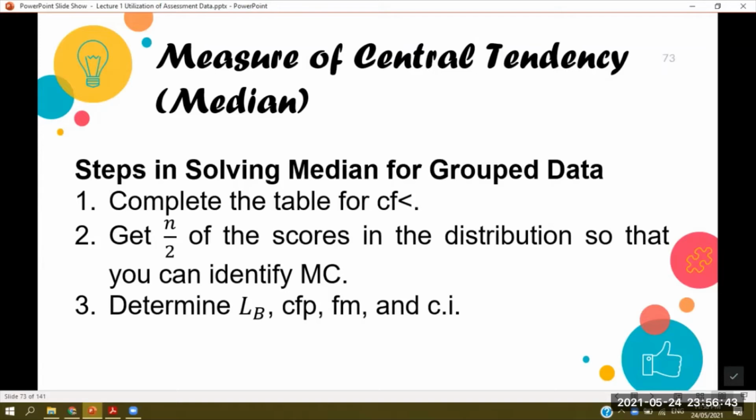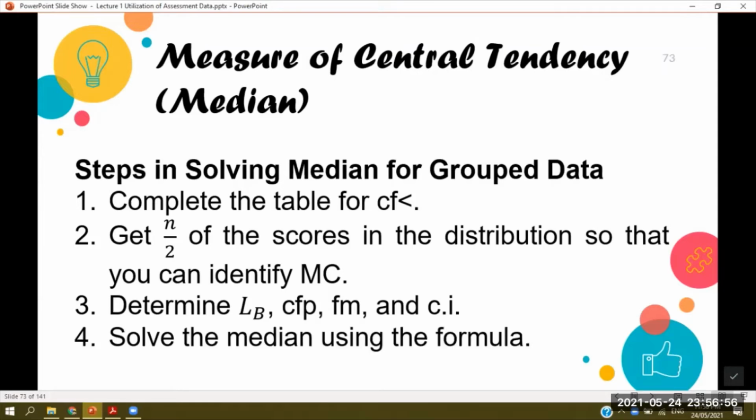interval. Ang pinaka-easy siguro dito ma-identify yung class interval. Ang pinakauna because all you have to do is to count. No? Ang gagawin nyo lang dito is to count lang, children. Okay. And then of course, number 4, you have to solve the median using the formula. Okay, so let's try to look at an example for you to understand. I believe hindi ko siya nalagay dito.